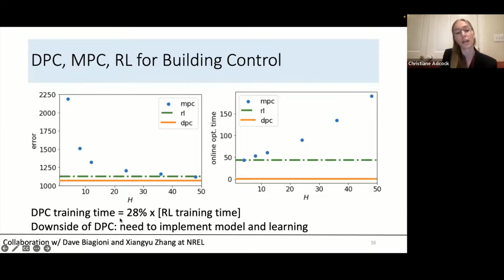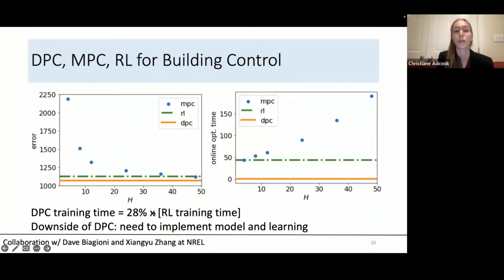For a large look-ahead horizon, you get more accurate results. You can see error coming down. For a very large look-ahead horizon, the accuracy is comparable to that from reinforcement learning or differentiable predictive control. If you look at the plot on the right, though, the online optimization cost is increasing with that look-ahead horizon. So if you want accurate control for model predictive control, online is going to be much slower than reinforcement learning or DPC. Now, comparing DPC and reinforcement learning, for the training time, DPC takes about a quarter as long to train as reinforcement learning.